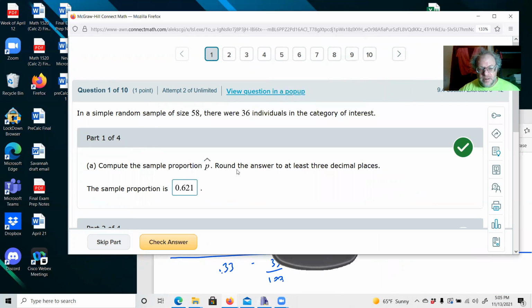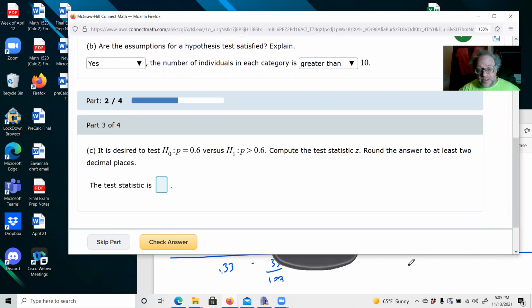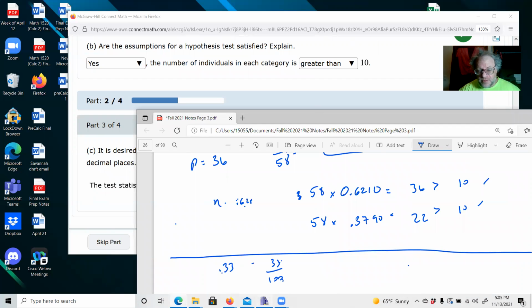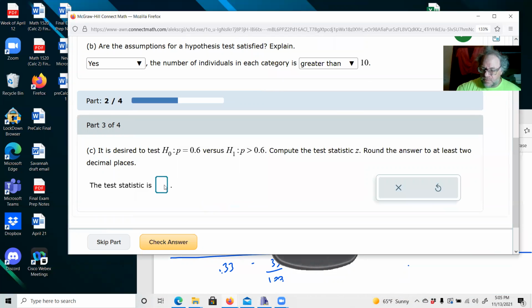And do they want greater than? They want a greater than, so this is a right-tailed hypothesis test. So we're going to stick with the greater than, and we'll go ahead and calculate. Our test statistic is 0.3216, which rounds to 0.32.